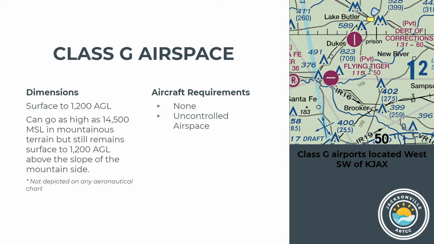Now, this airspace can go pretty high. There are airfields that are 12,000 feet above sea level. So that's why a Class G airspace can go as high as 14,500 feet. But the key point of this is that they're 1,200 feet AGL. There are no requirements for how you get in there. You don't have to get clearance for an airspace. You don't have an IFR clearance, none of those things.